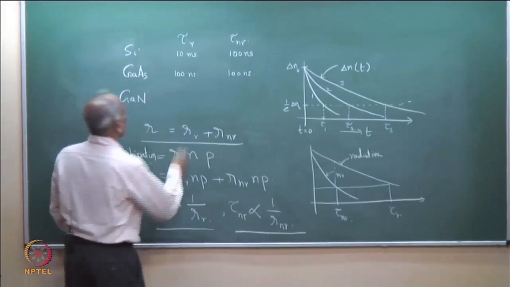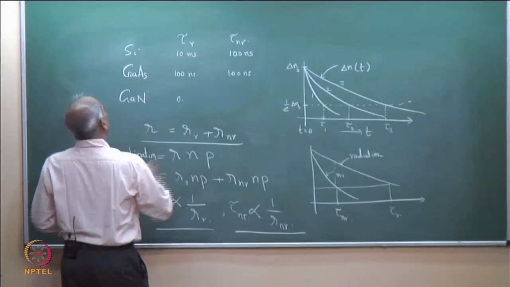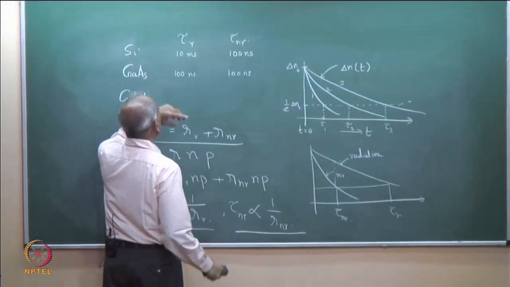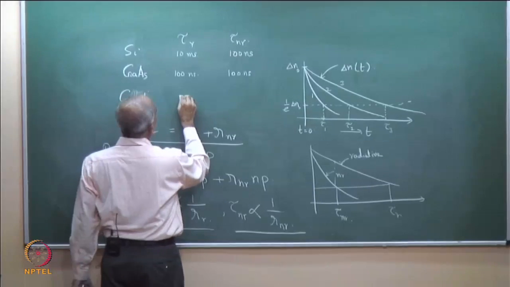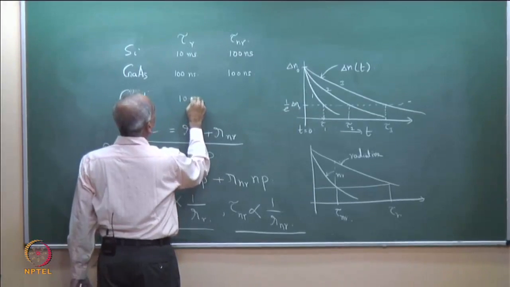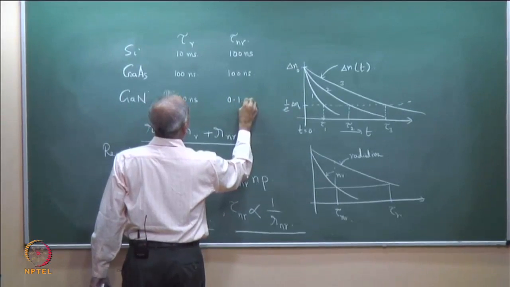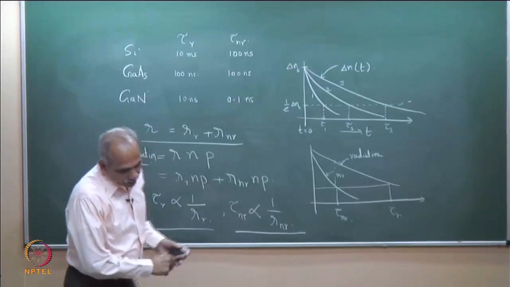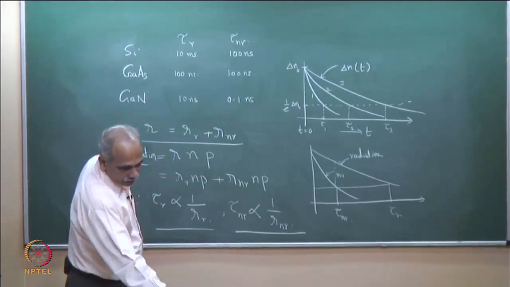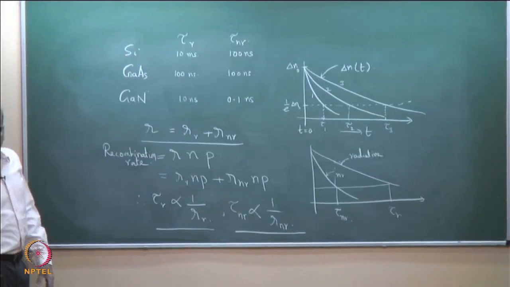If you go to gallium nitride, this is of the order of one second, for gallium arsenide it is approximately tau r is 10 nanoseconds, and this is 10 to the power of minus 1 or 0.1 nanoseconds. Let me see if I have the values. For gallium nitride, tau r is 10 nanoseconds and this is 0.1 nanoseconds. That is okay. Tau nr.